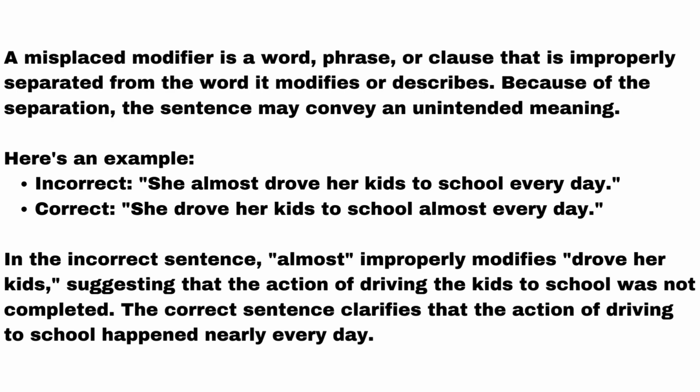Here's an example. Incorrect: She almost drove her kids to school every day. Correct: She drove her kids to school almost every day. In the incorrect sentence, almost improperly modifies drove her kids, suggesting that the action of driving the kids to school was not completed. The correct sentence clarifies that the action of driving to school happened nearly every day.